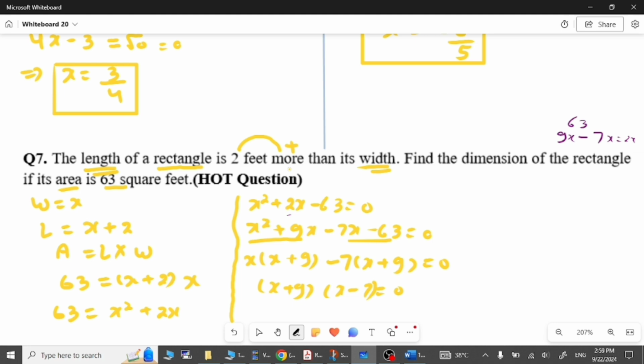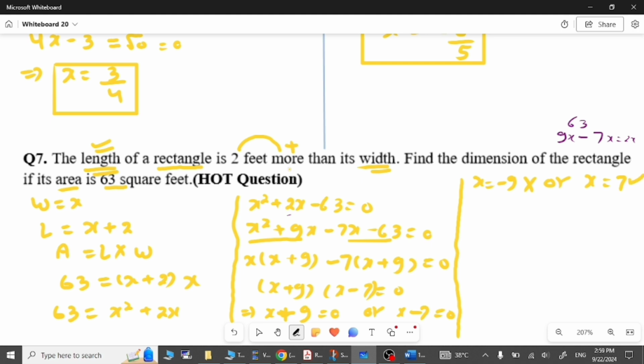Okay, so this implies either x + 9 = 0 or x − 7 = 0. Further solve it. So if x + 9 = 0, x = −9, or I can write x = 7. I know that length cannot be negative. So this answer is wrong. So this is the correct answer.